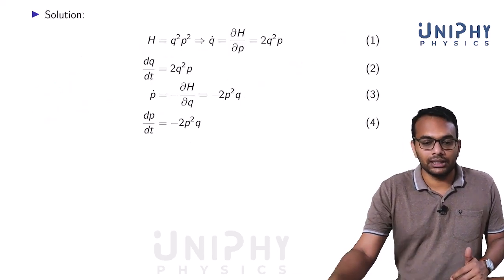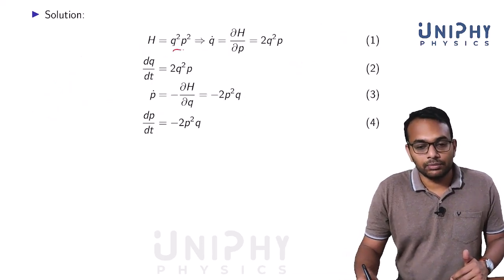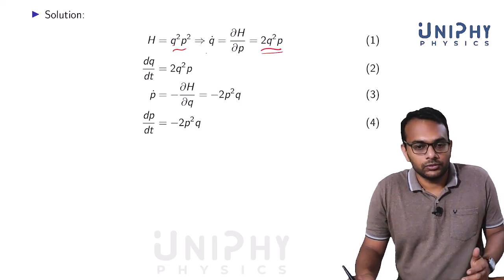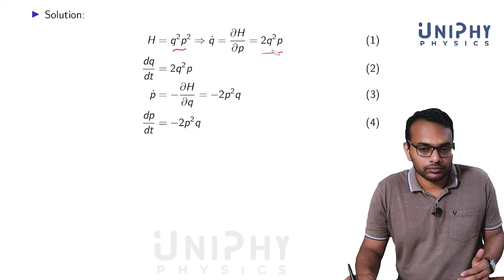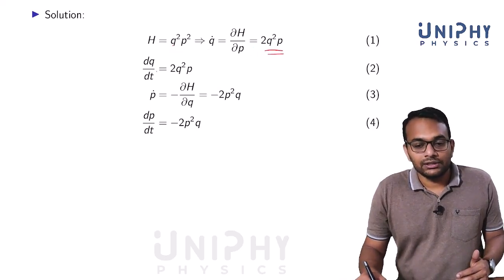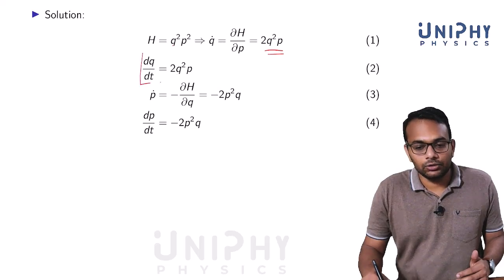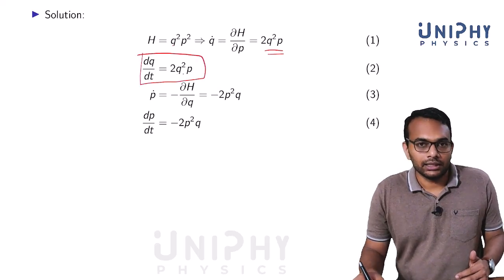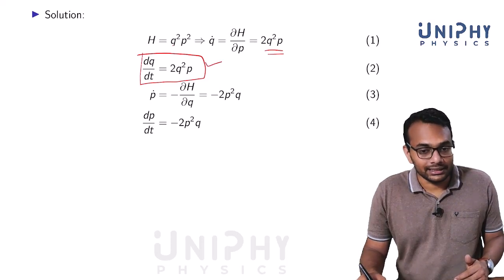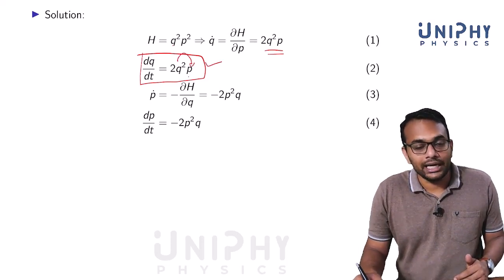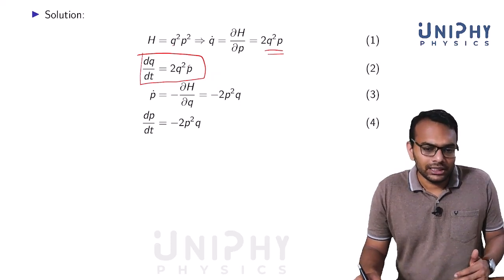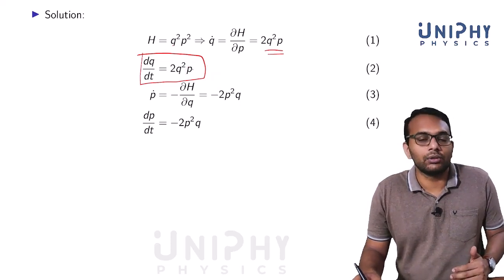Your Hamiltonian is q square p square, which means that q dot equal to dou H by dou p, which is 2q square p. No problem, it's just dou H by dou p. So you have got q dot equal to 2q square p, which means that dq by dt is equal to 2q square p. Now in order to find q of t, you just have to integrate this, except you see that this is a function of q and p. So it's not easy to integrate. So you need to eliminate this p here. How do we do that?